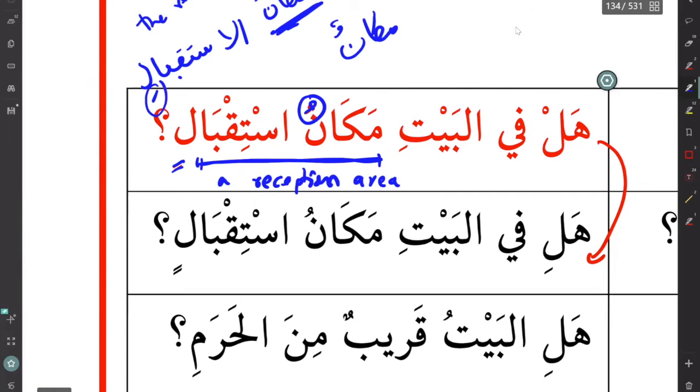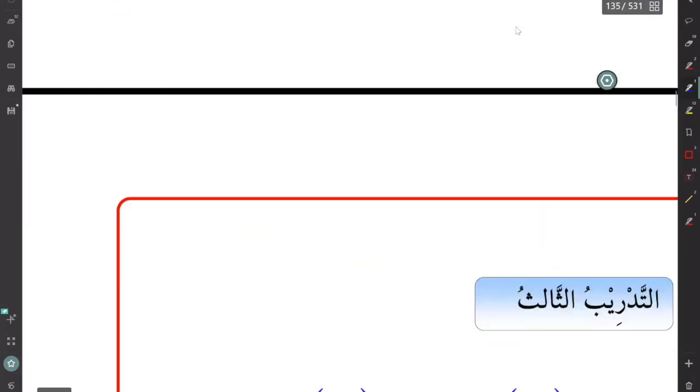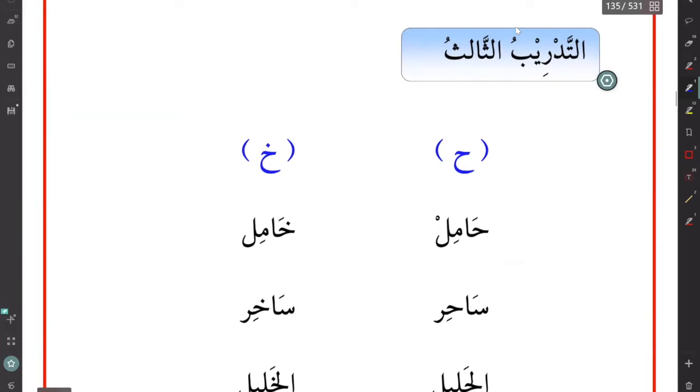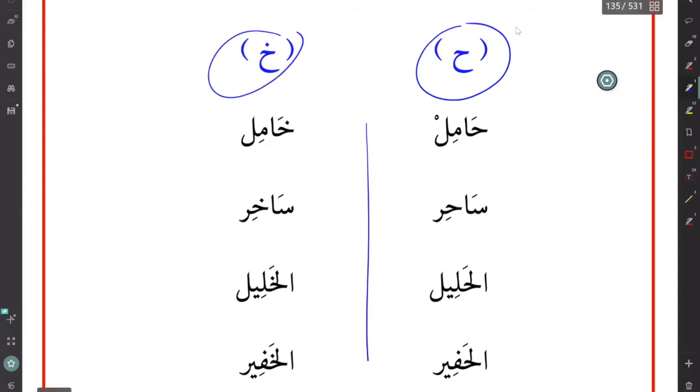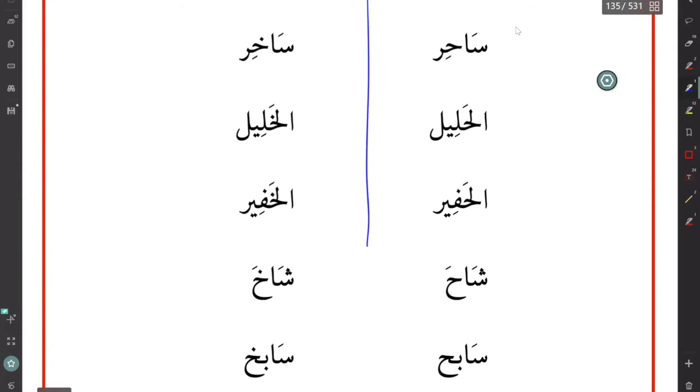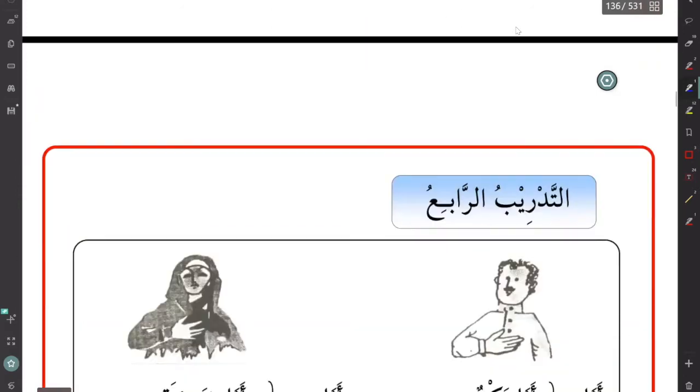Okay, now جيد, so let's quickly go because we have a lot to cover here. التدريب الثالث is your pronunciation or listening, hamil and khamil. So here they are distinguishing between the ha and kha. Okay, as I keep on reminding you, if you need this kind of help, please don't ignore these exercises and repeat until you're comfortable. جيد.